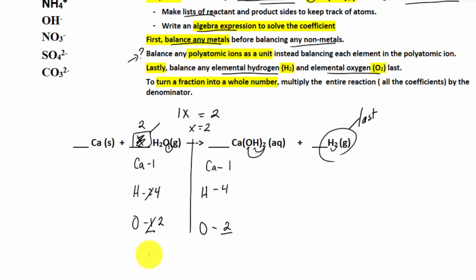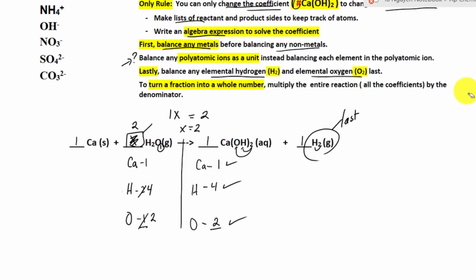So again, this is a list for us to keep track. Now, are all of them balanced? Yes, the calcium is, the hydrogen is, as well as the oxygen. What do we do with the one that doesn't have a coefficient? Well, of course, it's going to be 1. And that's all we have to do. Notice how we ignored this 2 steps right here because we didn't really use it in this case.